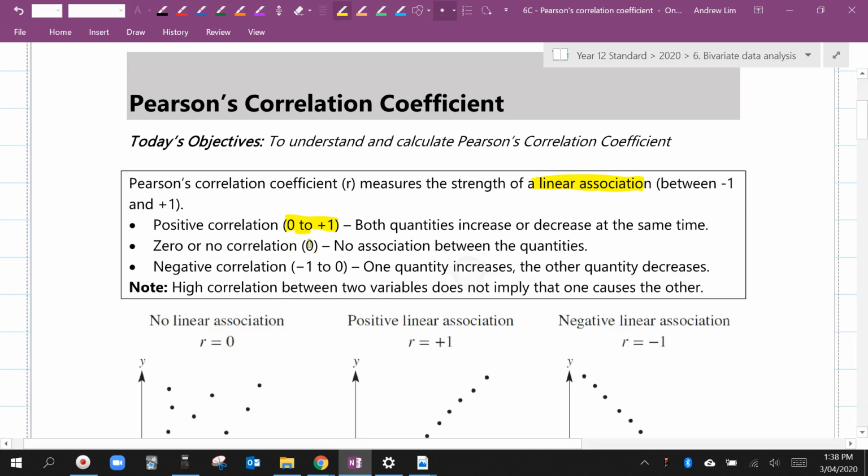If the calculator gives you an answer of 0, it means that there's no association between the two variables. So what that means is that there is no relationship between x and y. Okay, it's completely random according to the scatter plot. It will just be completely random. There's no trend at all.